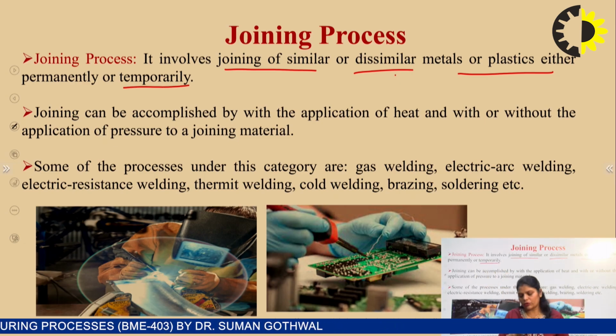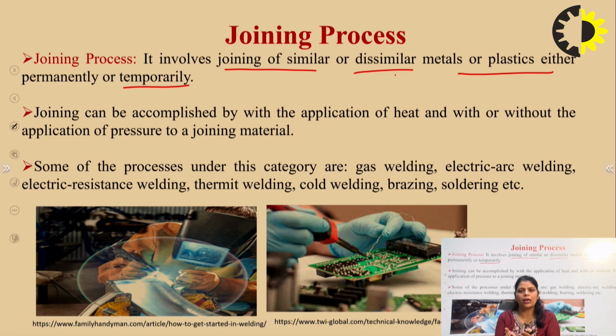If we talk about a temporary joint, then with the help of screws, nuts and bolts, we join the two parts, but we can separate these parts without breaking the joint. In the case of permanent joining, for example, we join the parts with the help of a welding operation. In that case, if we want to separate these parts, we have to break the joint. So it will depend on our requirement whether we want a temporary or a permanent type of joint.